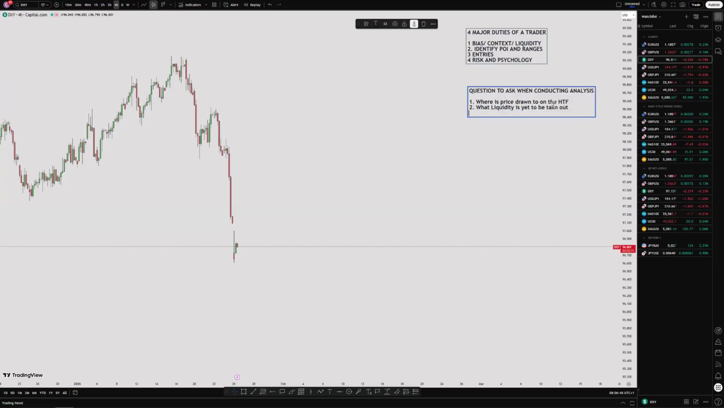So what liquidity is yet to be taken out? All right, then number three. The third question you want to ask yourself is, where is price coming to? What liquidity is price yet to take out? Then the third question you want to ask yourself is, what structure confirms, I will explain this, or invalidates my bias?